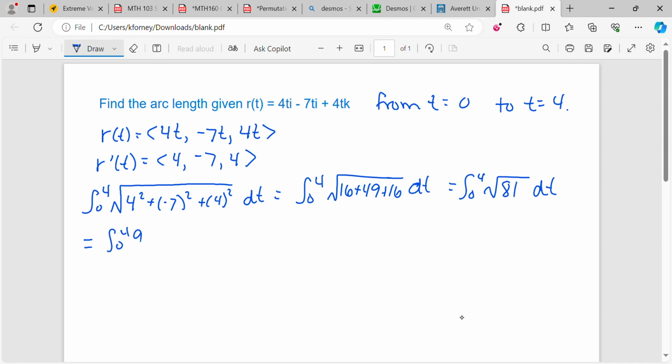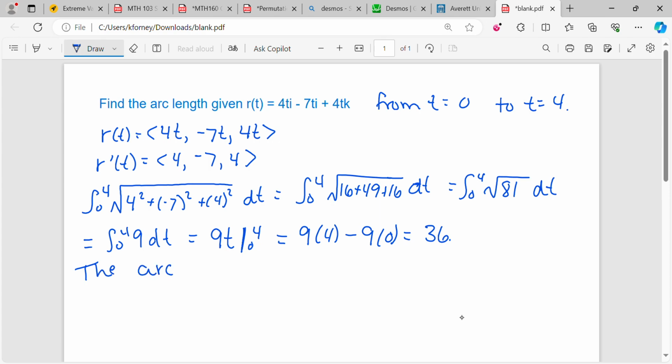So that is 9. And so that is going to become 9t when we integrate, and we're going to find that from 0 to 4. So we say 9 times 4 minus 9 times 0 is 36. So we do want to end it with a statement.